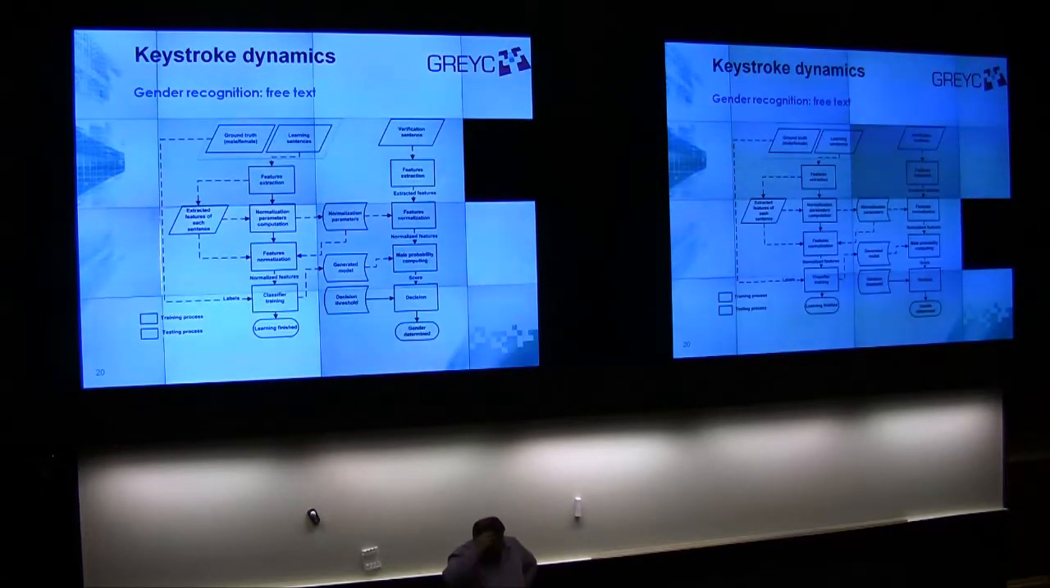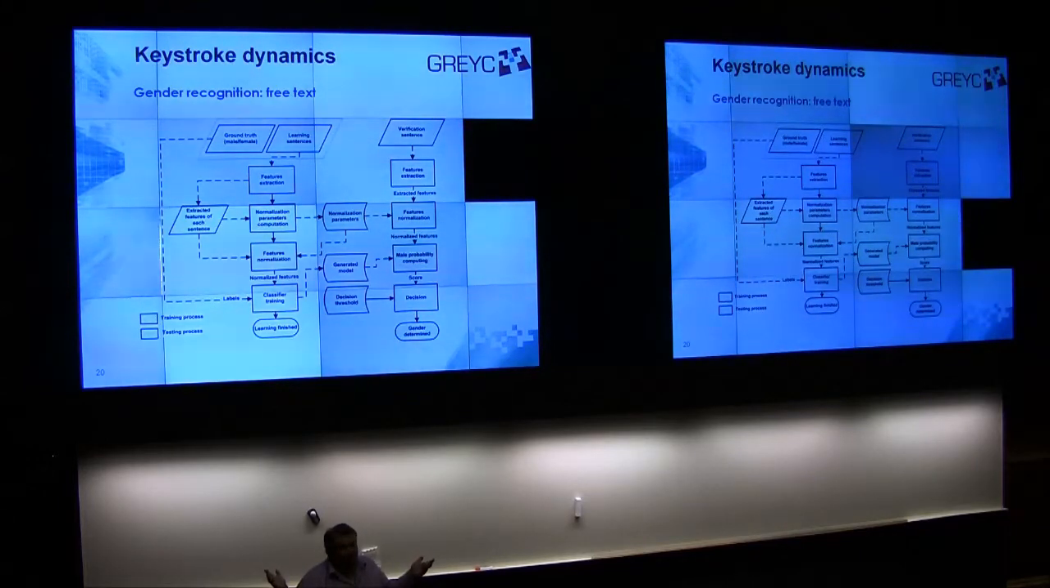So this is the process to detect, and the big difference with the passphrase approach is we use only some features. We use only digraphs from the sentence because, of course, we don't know the words that will be typed by the user. And we compute a score about male probability. We can update this score with time.